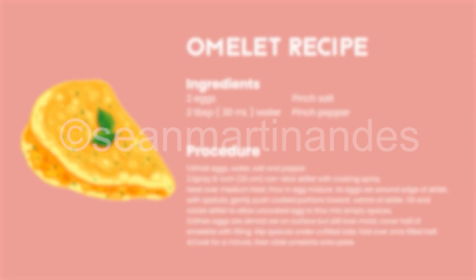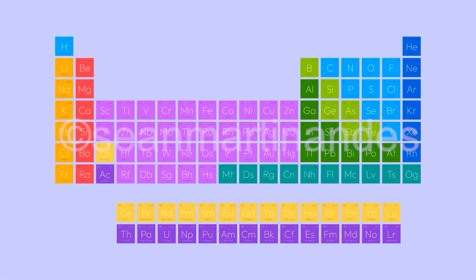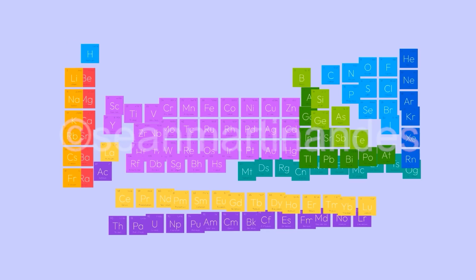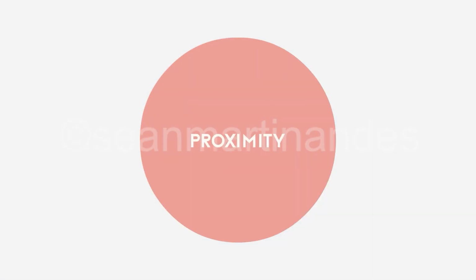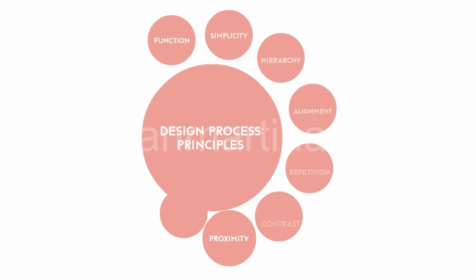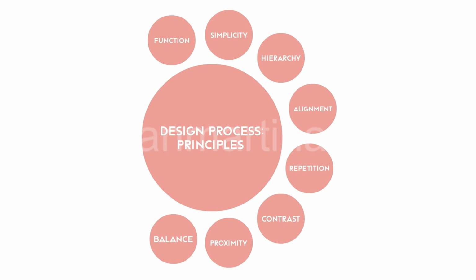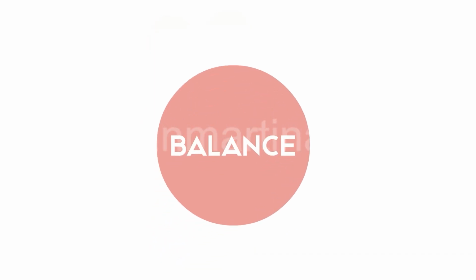For example, if you were to look and memorize the periodic table of elements as a whole, it might seem complicated and difficult at first. However, if you group the elements based on their properties, it makes the process a lot easier. By using proximity, teachers can create instructional materials that are organized, visually appealing, and effective in communicating key concepts and ideas to students. Last but definitely not the least is the principle of balance.